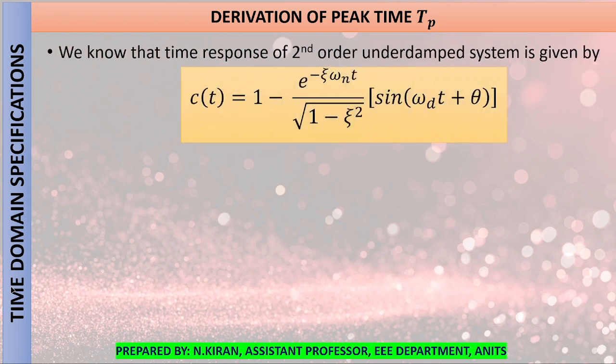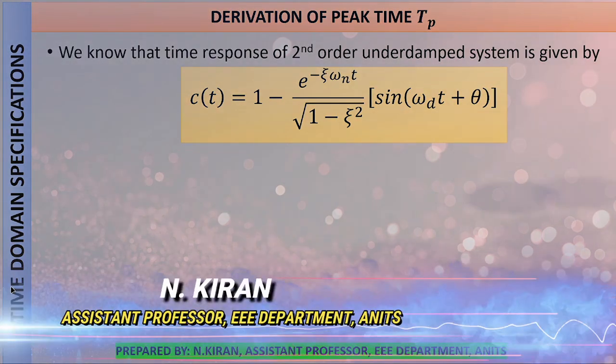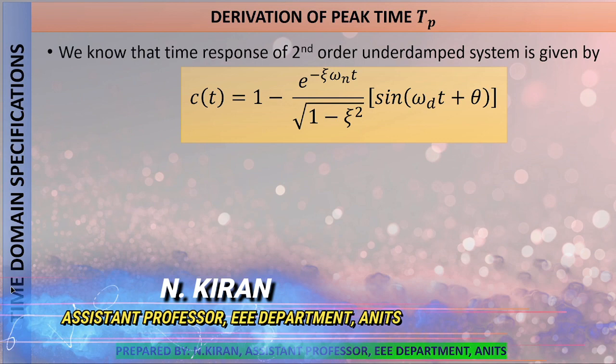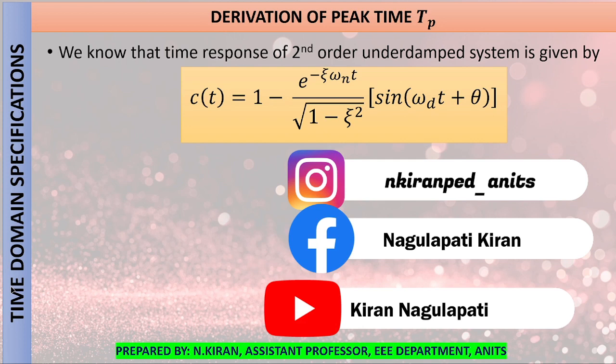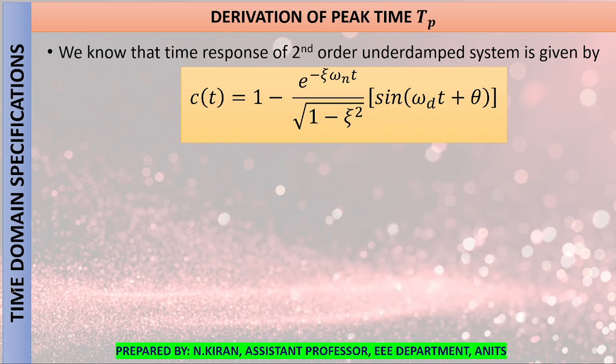So we know the time response of second order underdamped system is given by, which we have seen in our last lecture, C of t is equal to 1 minus e power minus zeta omega n t divided by root over 1 minus zeta square into sine of omega d t plus theta. Please remember that all the time domain specifications are valid only if the system is a second order underdamped system. For remaining types of systems, these time domain specifications are not valid.